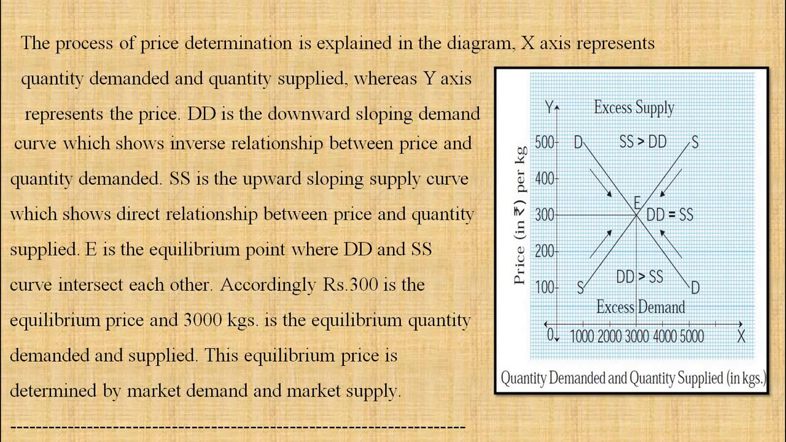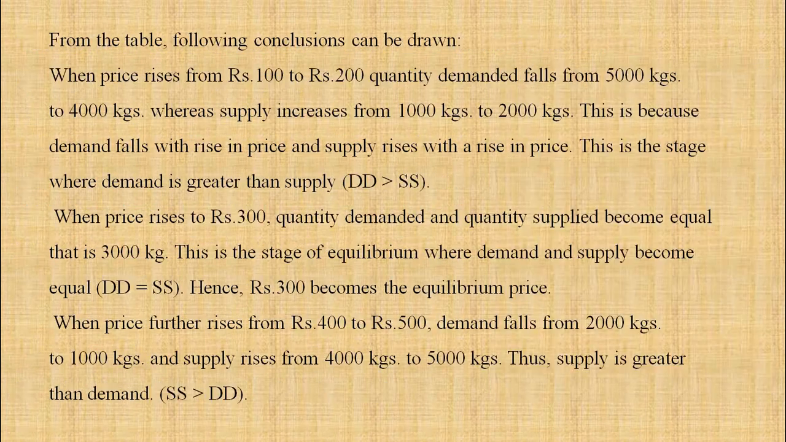This equilibrium price is determined by the market demand and market supply. Let us understand, it's a very simple thing. Whatever the figures are there, whatever the table is there, accordingly you have to draw the DD curve and SS curve. Both the curves are intersecting at point E, which is called the equilibrium price. 300 is the equilibrium price and 3000 is the equilibrium quantity demanded and supplied. This is what you have to explain, how price is determined under perfect competition.